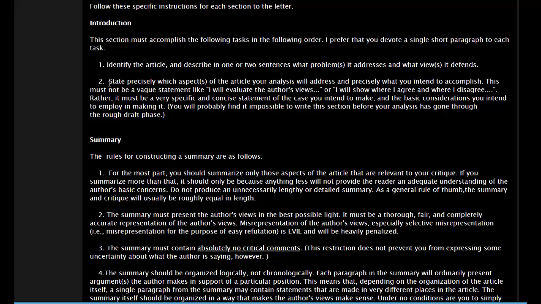So this section has to commit to doing something, to engaging in some critical project, and then you actually have to do that thing. So you want to establish complete coherence between what you say here and the critical project itself. So you can't be vague. It can't be a vague statement like, I'll evaluate the author's views, or I'll show where I agree and where I disagree. It has to be a very specific and concise statement of what you intend to claim and what you intend to discuss critically in the article.